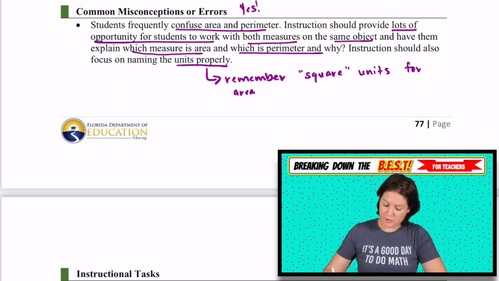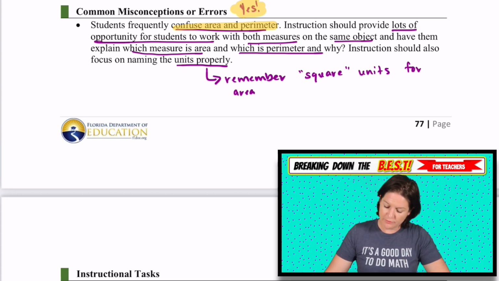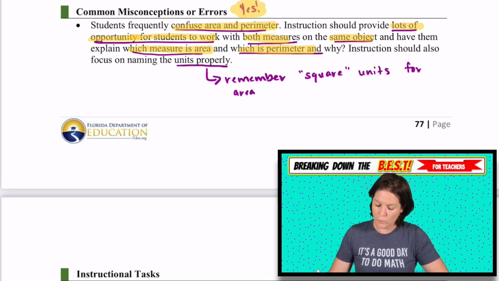For common misconceptions that students make, it says that students frequently confuse area and perimeter, and I said yes, this is where they make the biggest confusion, is just confusing what each one is. Instruction should provide lots of opportunities for students to work with both measures on the same object and have them explain which one is the area and which is the perimeter and why.